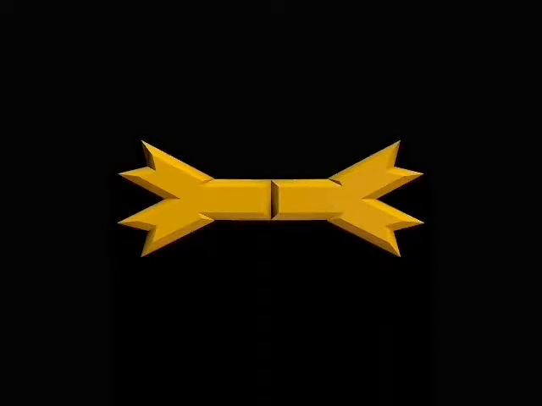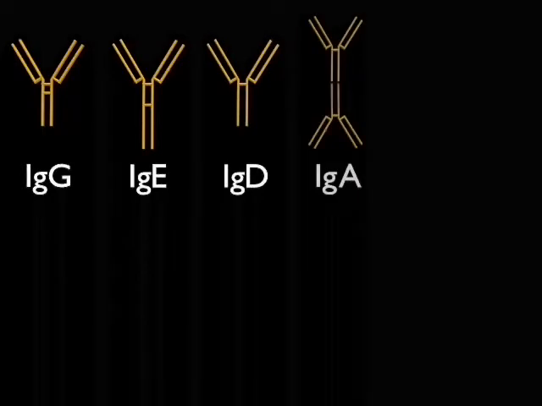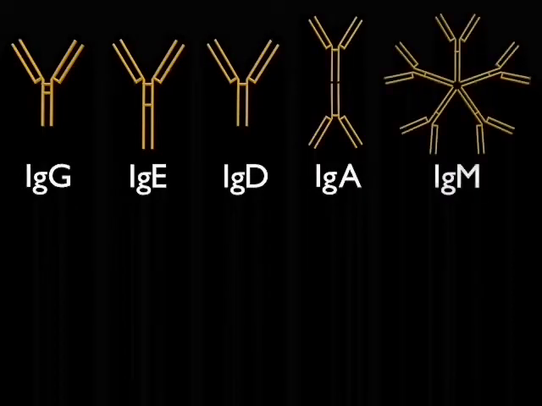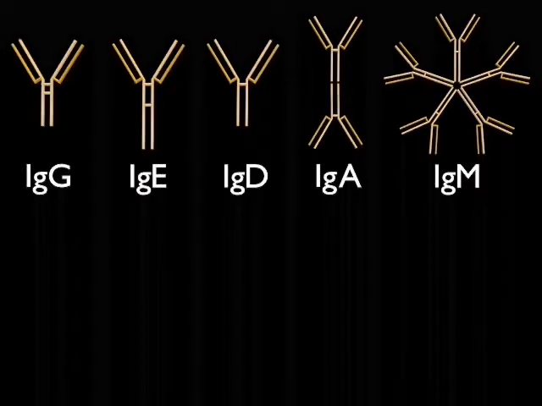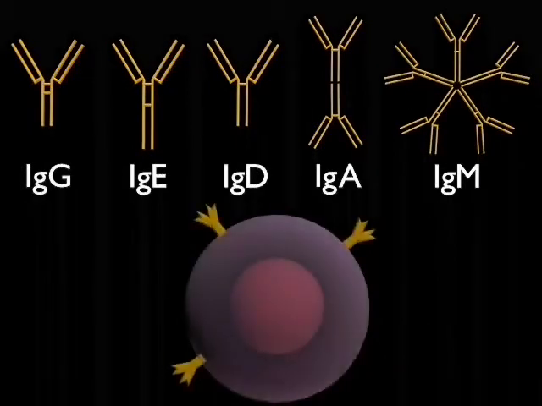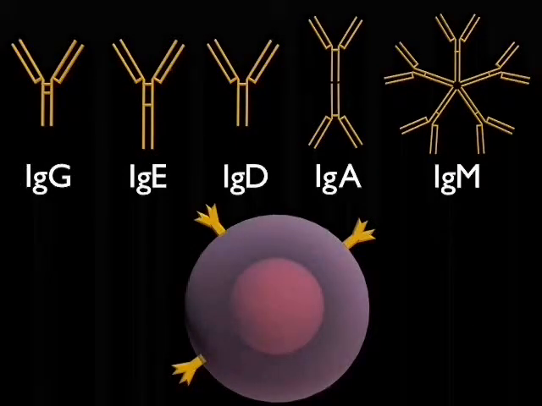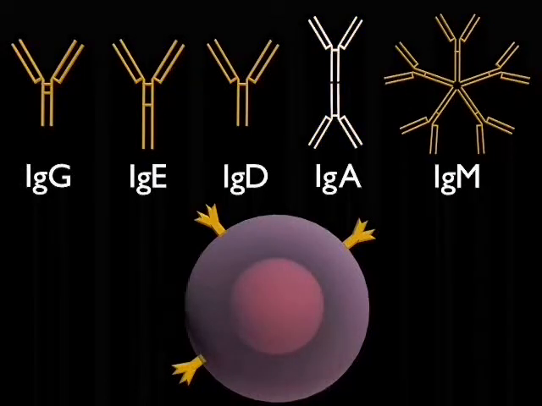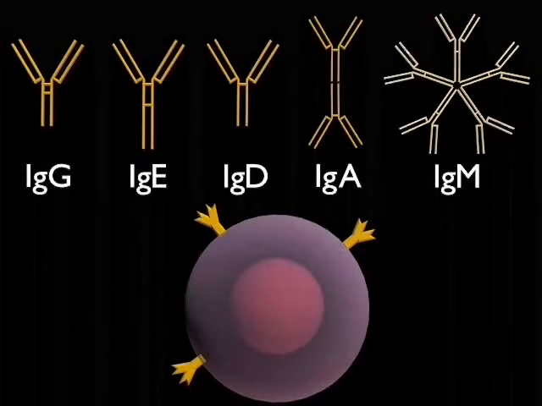Antibodies, or immunoglobulins, can be subdivided into different classes according to their structure. There are 5 classes called IgG, IgE, IgD, IgA, and IgM, each having different functions. The class of an antibody is determined by its heavy chains, and each antibody can be produced either as a cell surface antigen receptor on B cells or as a secreted molecule. The secreted form of IgA is a dimer of the basic 4 chain structure, and IgM is a pentamer.